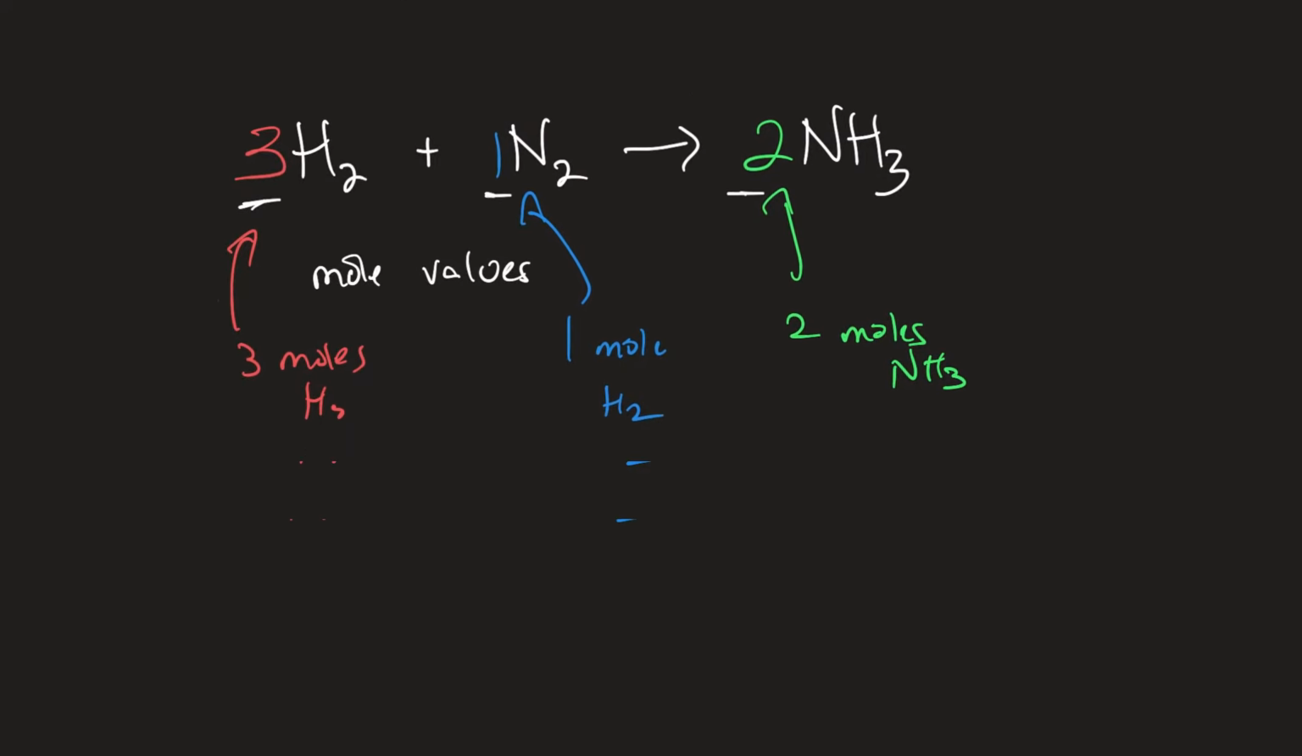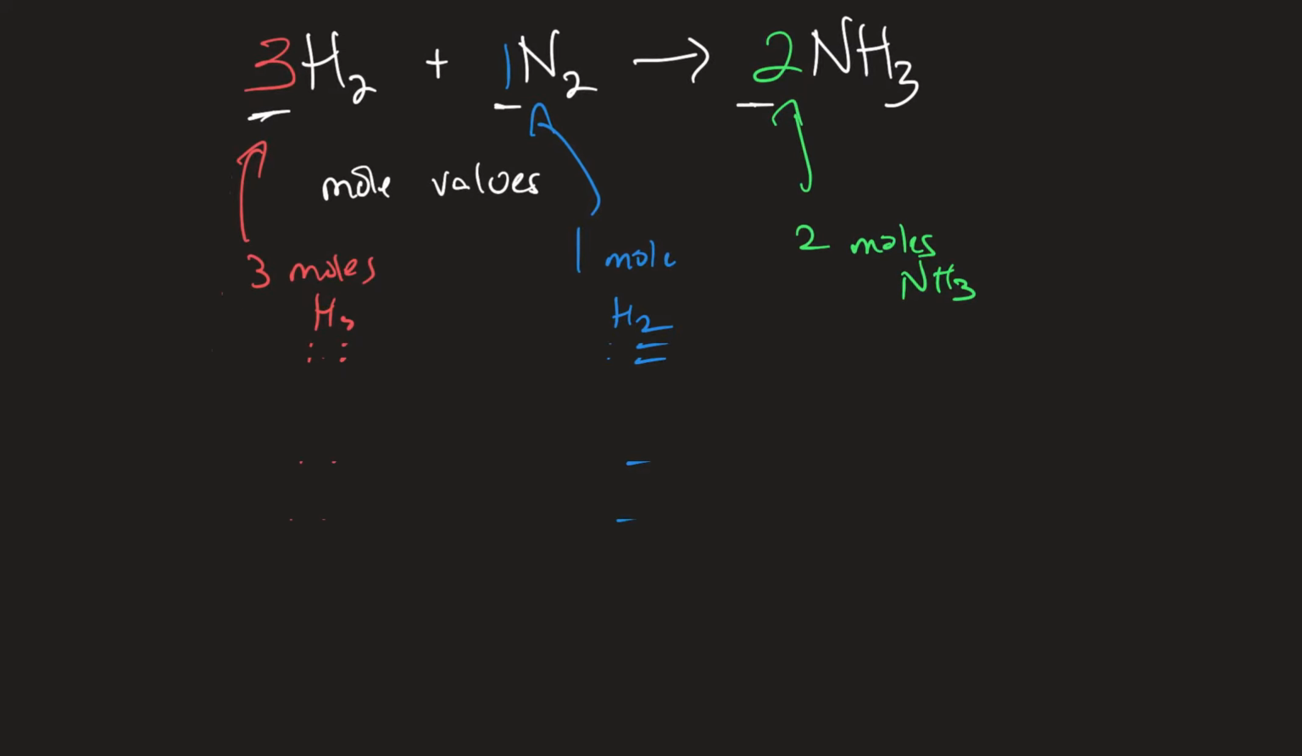But in actual chemistry, in the actual lab, molecules are so small we can't physically count them out. And so what we'll know is the mass. We'll know the mass of each of the individual ones. We'll weigh out the mass of hydrogen, we'll weigh out the mass of nitrogen, and at the end, when you combine them and make ammonia, you will find the mass of ammonia as well.